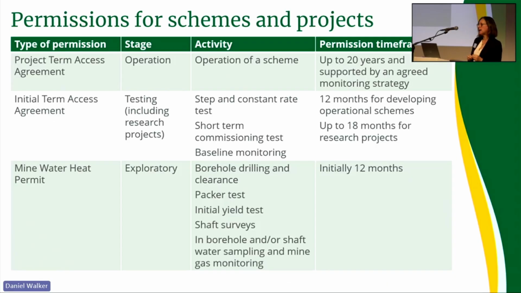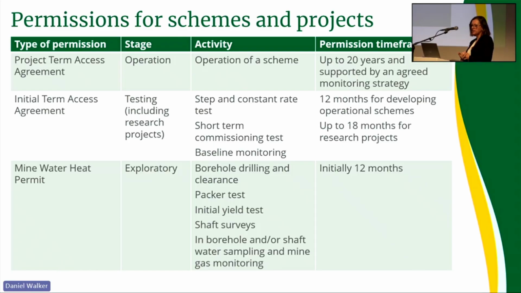In terms of looking at our permissions for schemes and projects, what I wanted to do was give a little bit more information, starting at the end of the process rather than at the start. If we're looking at schemes that are operational, at that point we'll have what is called the project term access agreement, and that can be for a longer period of time. It can be up to 20 years, and that provides that operation. It is supported by an agreed monitoring strategy, which helps to manage and mitigate the risks that may have been identified for that specific scheme.